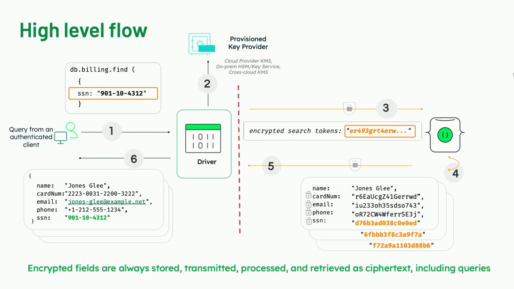High-level flow, let's say you're a Python developer, you have a query on an authenticated client, DB billing, fine, I need that social security number. The basic way that we ended up is that the driver that runs on the application side picks that up, talks to a key provider if it's not already been cached, and what it sends to the database is a type of encrypted search tokens.